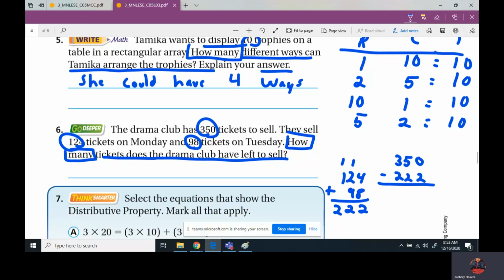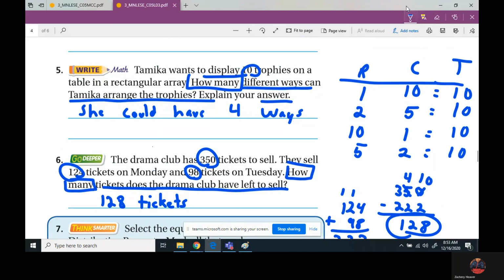0 minus 2, we can't do. More on the floor, go next door. The 5 now becomes a 4. The 0 becomes a 10. 10 minus 2 is 8. 4 minus 2 is 2. And 3 minus 2 is 1. So this is our final answer. How many tickets do they have left to sell? 128 tickets.